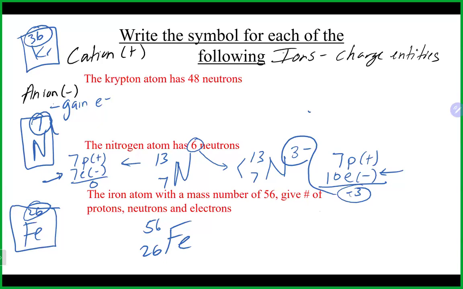So an easy way to figure out what the charge should be, if you're not sure, is you know in the neutral atom, it should have the same number of electrons as the protons. So in this case, you could just add 3 to the atomic number, and that'll tell you how many electrons you would have, because you should have 3 more.